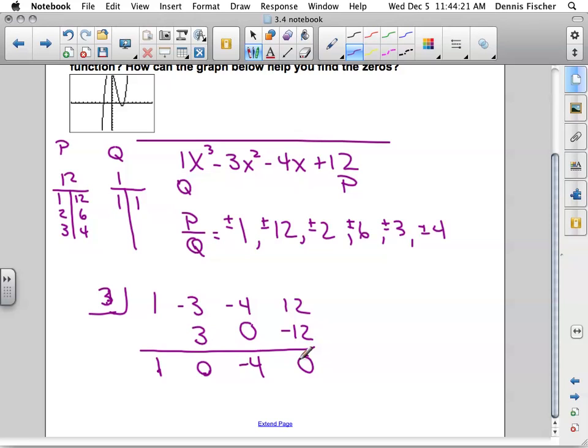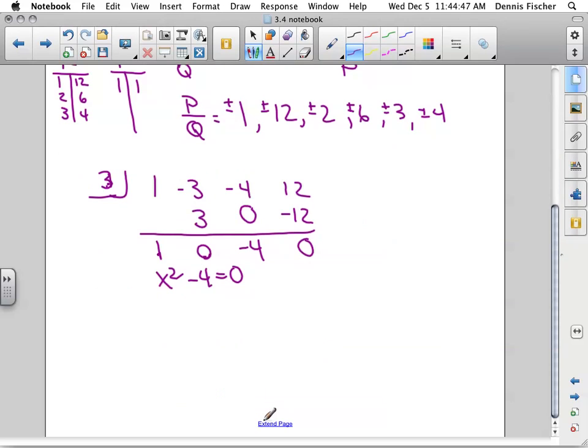So now let's go down here. Question: how many roots did we find so far? We found 1, right? We started with x to the 3rd. Would it work for minus 3 too? Nope. Now watch this, we write x to the 3rd, and now we're down to x to the 2nd. So this equation really is x squared plus 0x minus 4 equals 0.